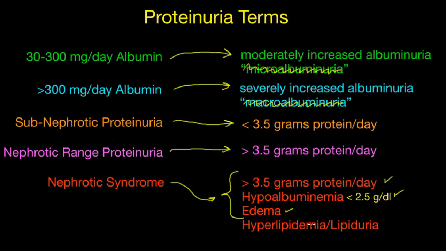There's also hyperlipidemia and lipiduria, which is not required for the diagnosis, but it is typically seen with nephrotic syndrome. People develop hyperlipidemia because the low albumin in the plasma stimulates lipoprotein synthesis at the level of the liver. And also when you lose glomerular basement membrane integrity, you start spilling a lot of those lipoproteins in the urine. That's why you develop hyperlipidemia and lipiduria. It's definitely important to know the nephrotic syndrome.